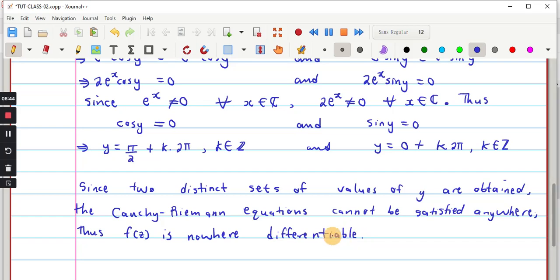That's the full reasoning as to why we can conclude that f at z is nowhere differentiable. We see that the values we obtained here don't intersect anywhere. So for this reason, at no point are we able to satisfy the Cauchy-Riemann equations, and hence this function is nowhere differentiable.